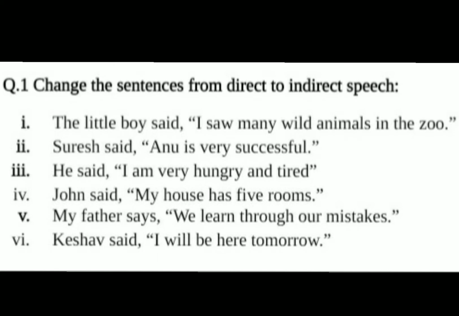Then coming on to the fourth sentence, John said, my house has 5 rooms. The sentence in indirect speech would be, John said that his house, now has becomes had, so had 5 rooms. I repeat, John said that his house had 5 rooms.